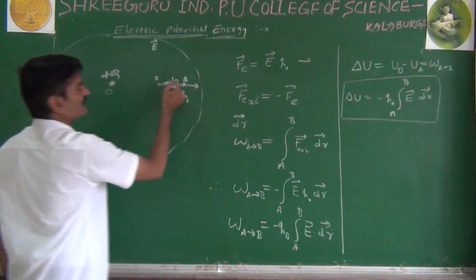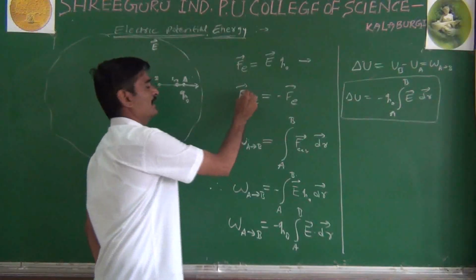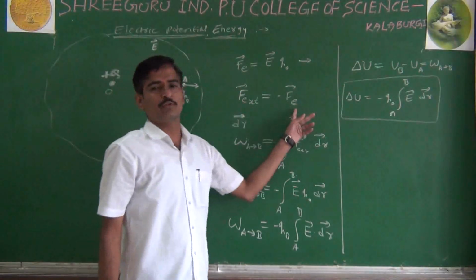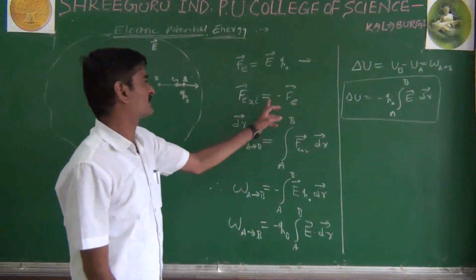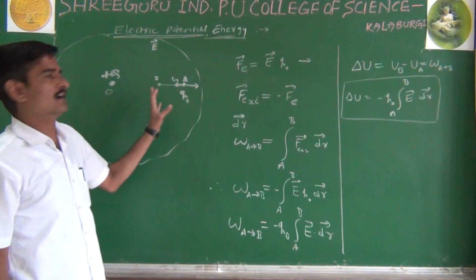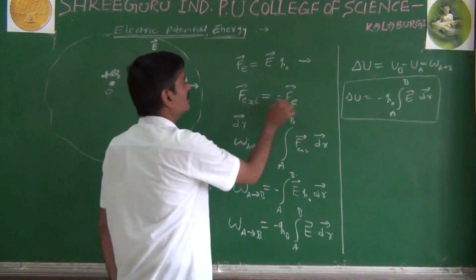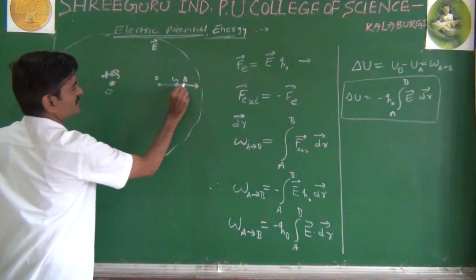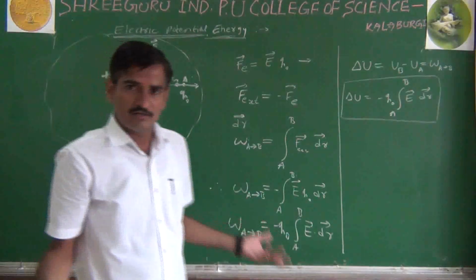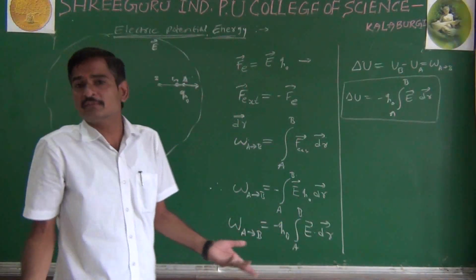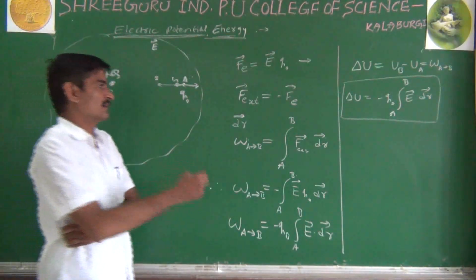So an external force has to be applied. This external force is equal and opposite to the electrostatic force, so that the charge moves towards the source charge without acceleration. That point you have to remember, without acceleration. That is, the external force applied is in this direction and the electrostatic force is in this direction. Net force acting on the charge will become 0. So the charge will move without acceleration. So remember that point.